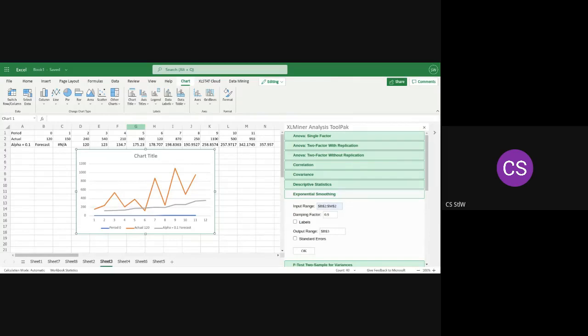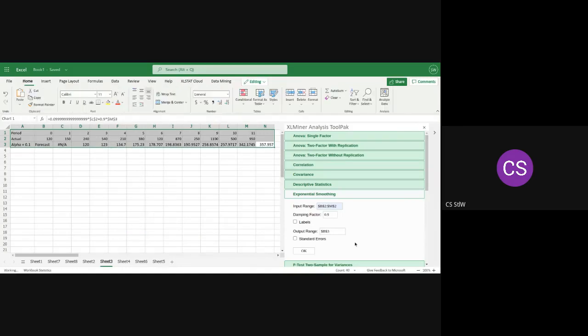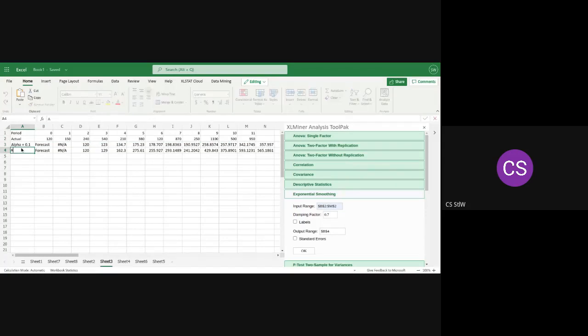Let us use a different alpha and see what will happen. So I'm going to use alpha being 0.3, meaning my damping factor is 0.7, and display this in B4. So if I run that, check the alpha is equals to 0.3. So let us run this and see how this will look like.